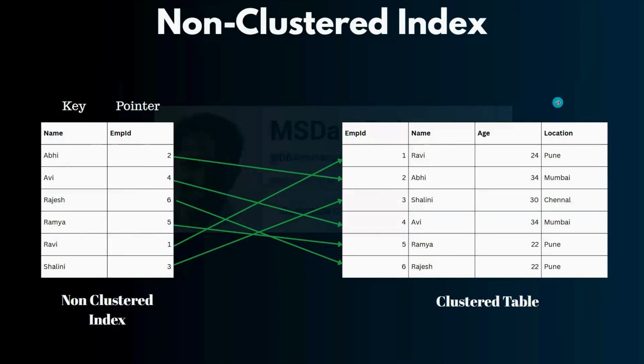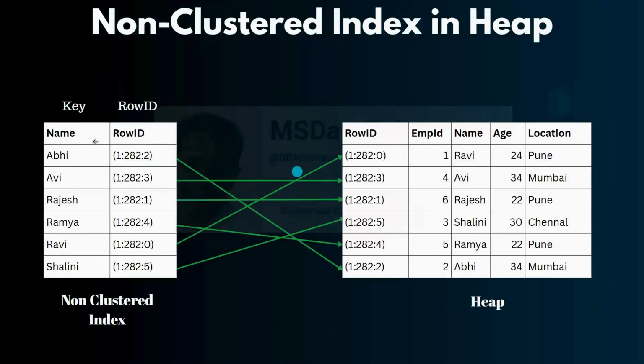And if you don't have any clustered index on the table, for example, here the non-clustered index is created on a heap. In the case of a heap, as I said, we don't have any sorting method, so this is just a heap.